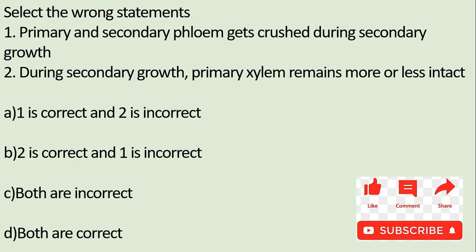Select the wrong statements. 1. Primary and secondary phloem gets crushed during secondary growth. 2. During secondary growth, primary xylem remains more or less intact. A. 1 is correct and 2 is incorrect. B. 2 is correct and 1 is incorrect. C. Both are incorrect. D. Both are correct.